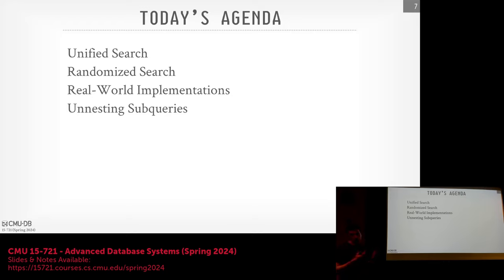And then, unfortunately, for the sake of time, we're not going to be able to cover how Hyper does their dynamic programming approach, or DP approach, for finding join orders. But we can cover that offline if you want separately.